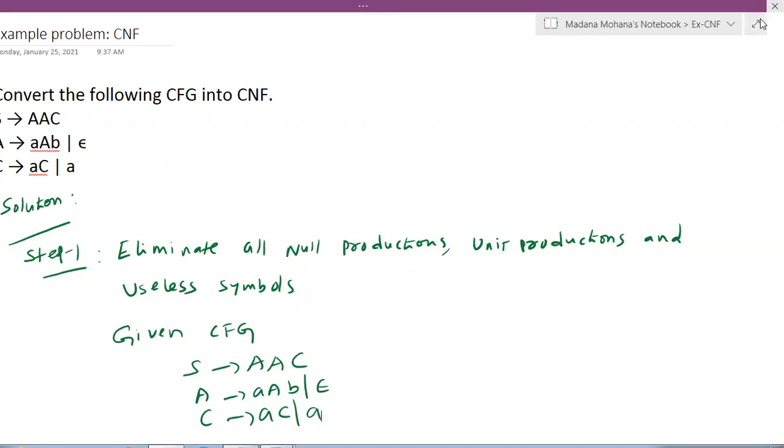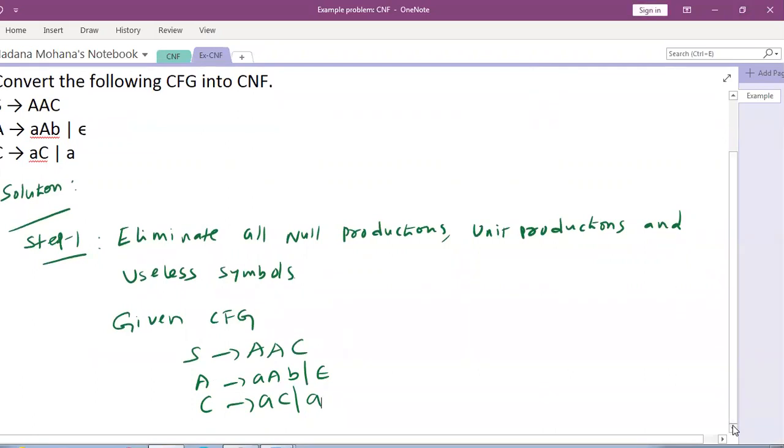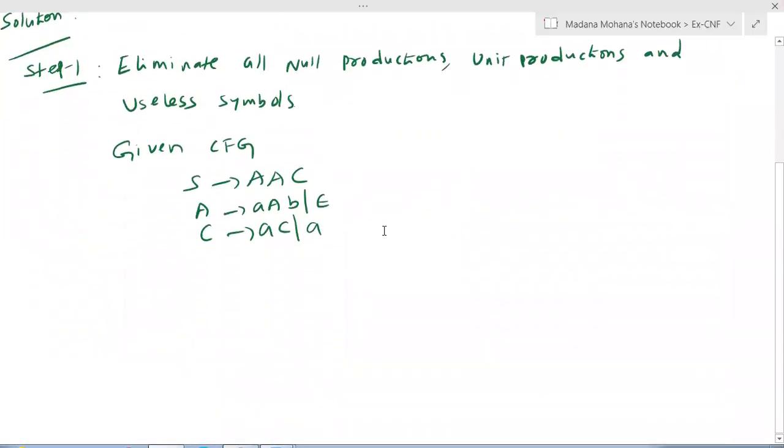So you can start with any one. Initially, there is no priority. If you want to remove epsilon productions, first you can start eliminating those. Or if you want to remove unit productions, or useless symbols or useless productions. Given the CFG, let us check. By seeing epsilon in the right hand side, we can easily identify null productions. Now here you can see the second production, that is A, in the right hand side we have null. So first you can remove null productions.